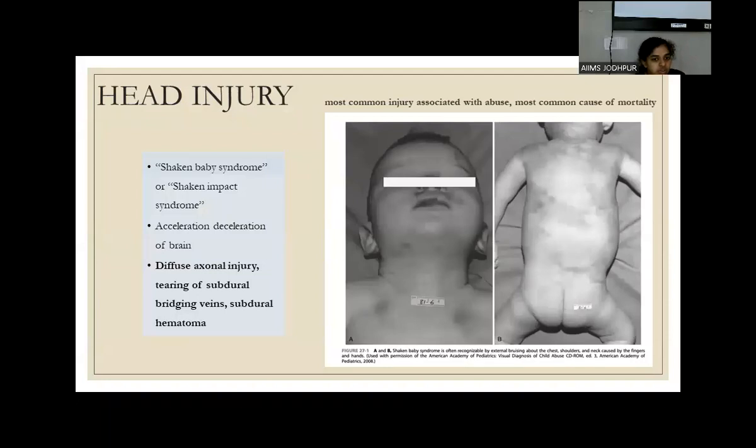Mostly, they may present with features of shaken baby syndrome or shaken impact syndrome, in which the baby is shaken violently in the hands. That may lead to acceleration and deceleration of the brain. This leads to injuries such as diffuse axonal injury and tearing of the bridging veins, subdural veins, and can lead to subdural hematoma. These children may also have external bruising on the chest, shoulder, and neck, suggesting that the child has been grabbed at this position and shaken violently.